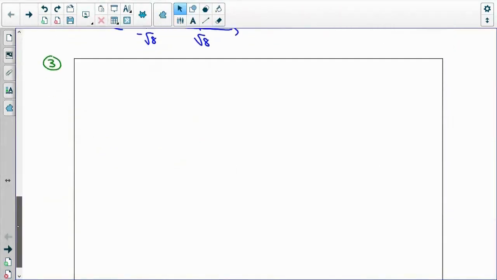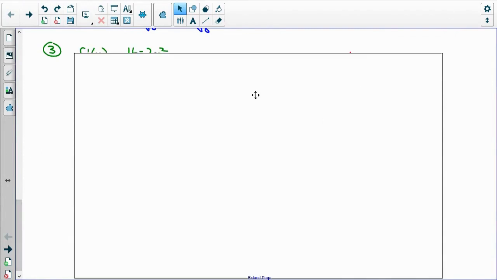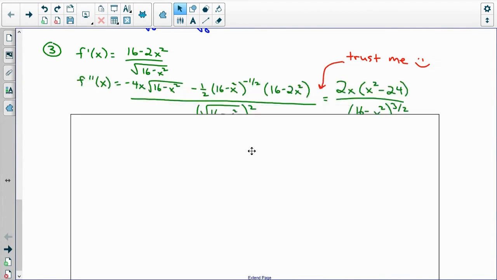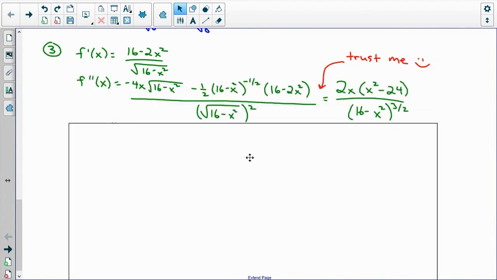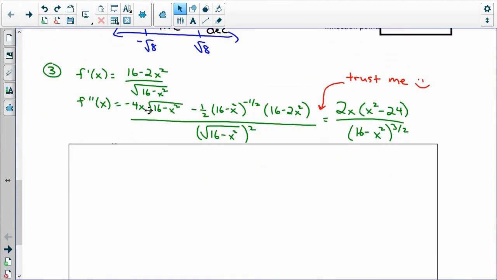Now, if I look at the second derivative, it takes a lot of calculation, and I'm skipping a lot of it because there's a lot of work, but it ends up being a quotient rule situation with a chain rule involved.